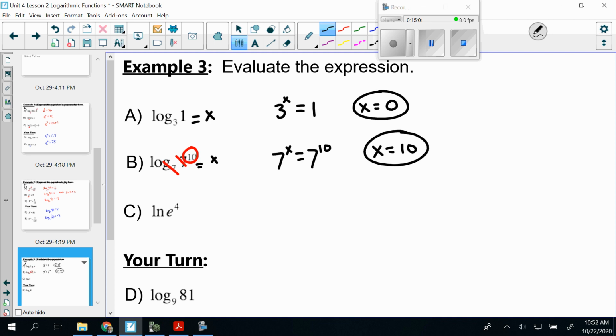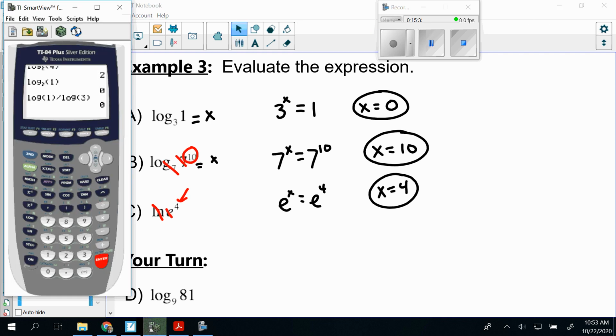The next one, natural log of e to the 4th equals x. Remember, base number on this is e. So if we did the same thing we were doing on the other ones, this would be e to the x equals e to the 4th. So kind of like the last one here, we know x equals 4. What you're going to come to realize is natural log and e are also kind of opposite. So if you cancel these out, answer becomes 4. You can also check that on your calculator. If you do natural log of e, and e is always above the natural log number there, to the 4th power, this should come out to be 4. Yep. All right, your turn.